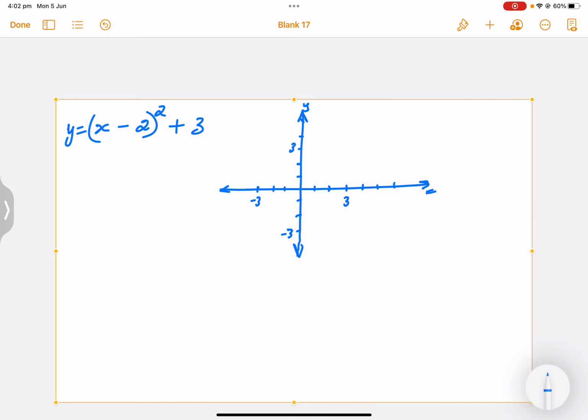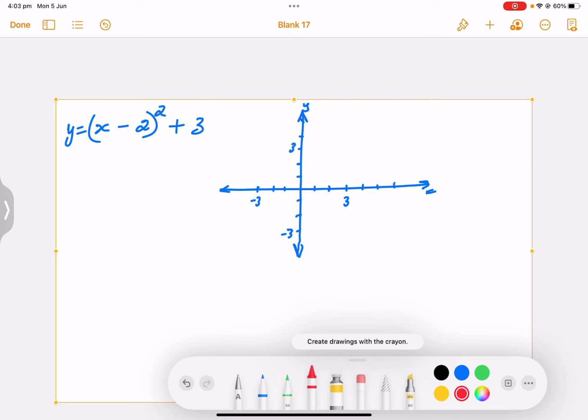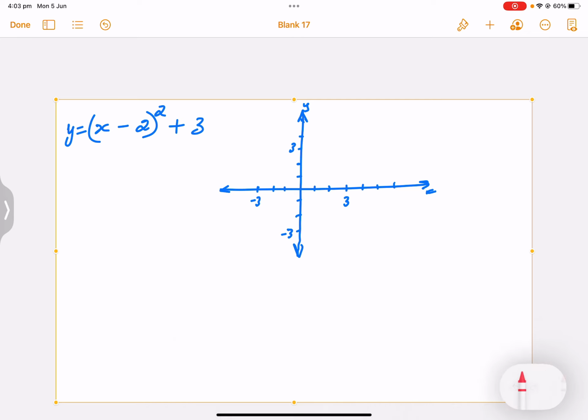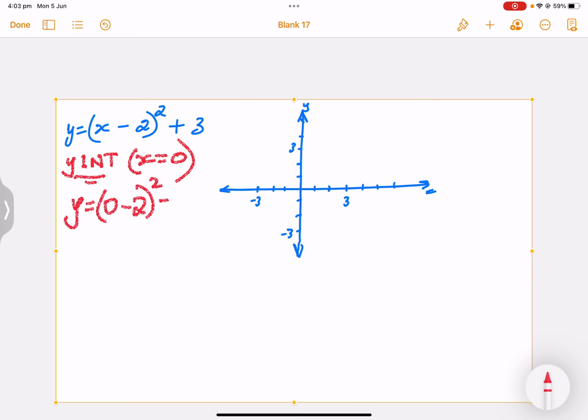Here we have a question to sketch a quadratic, and this is already in the form of a turning point. If you want to know where it crosses the y-axis, the y-intercept is when x equals 0. So if you substitute 0 in here, you get 0 take away 2, plus 3. Careful here, negative 2 squared is 4. You're going to get 7, which is just too high.